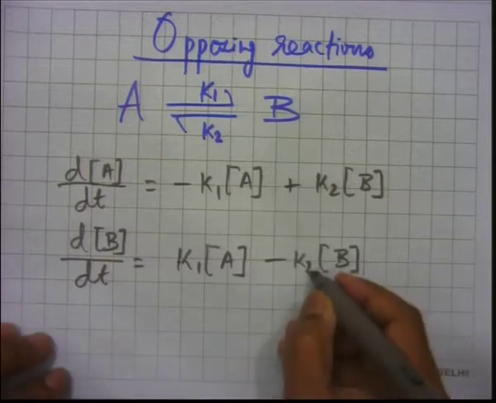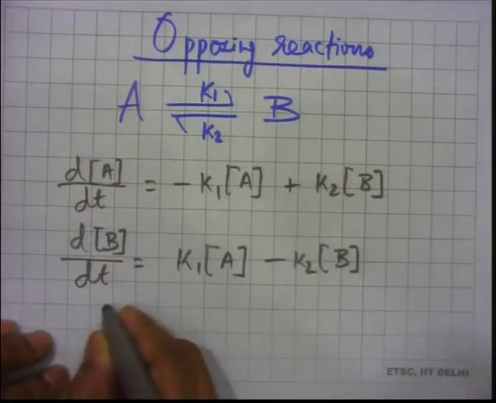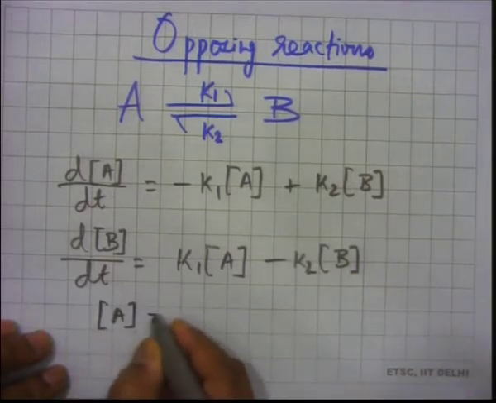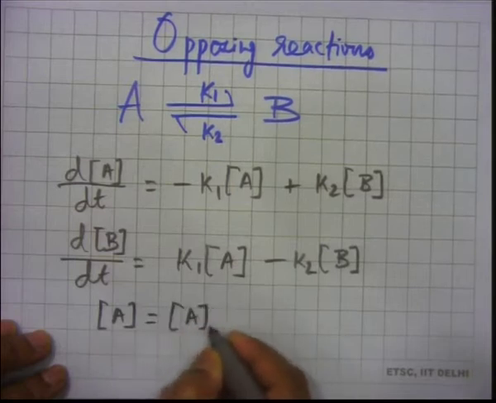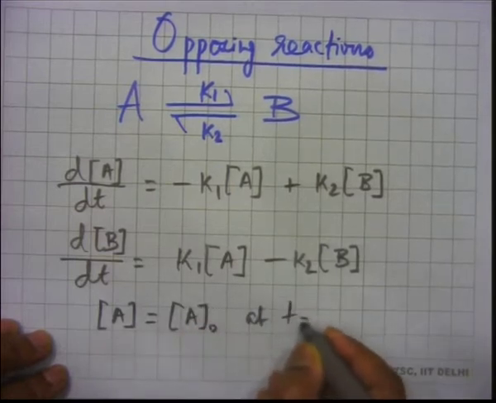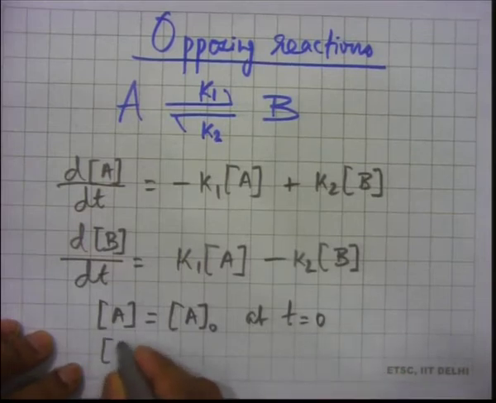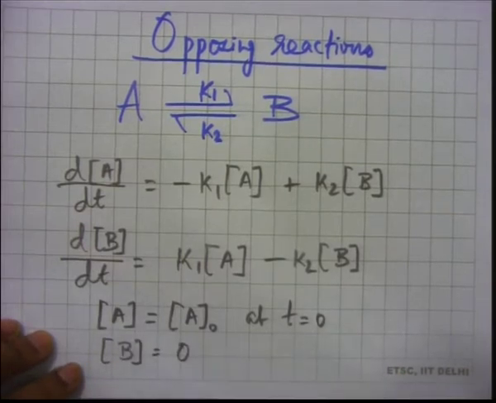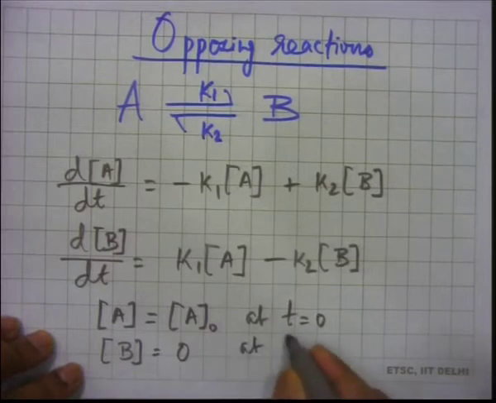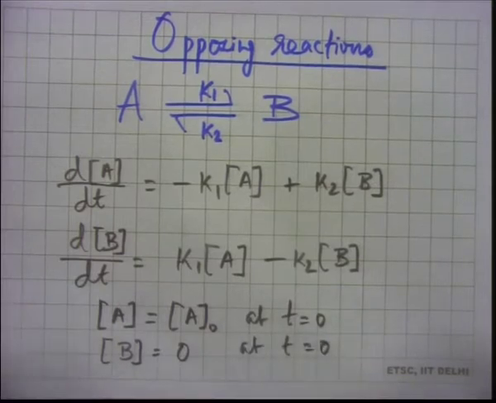Now, let us also say that the initial concentration of A is A naught and the initial concentration of B is 0. So, again what are we trying to do? We will try to get these concentrations of A and B as function of time.